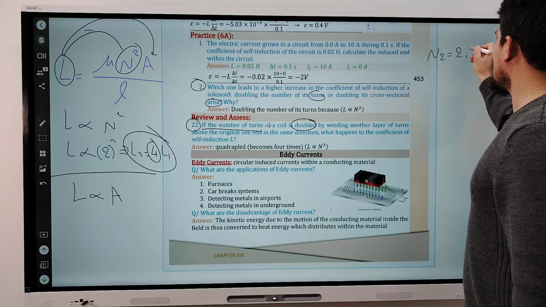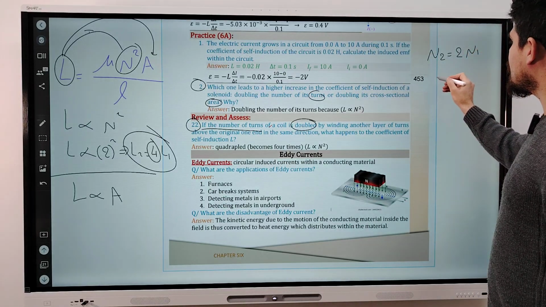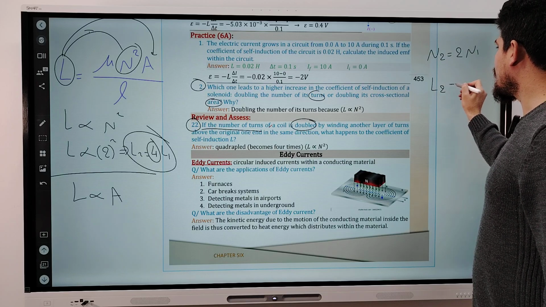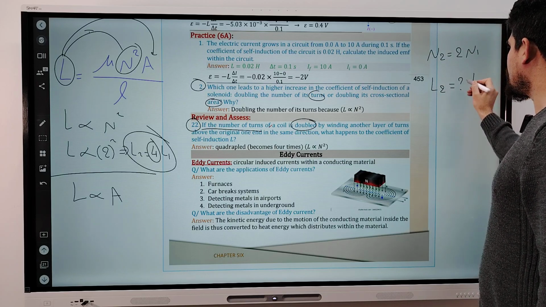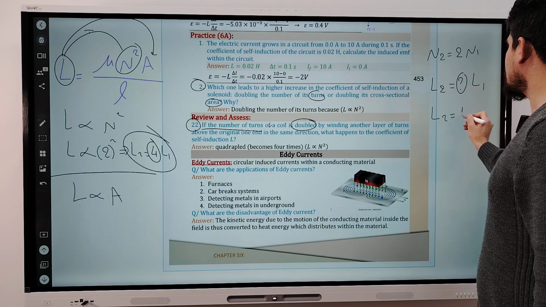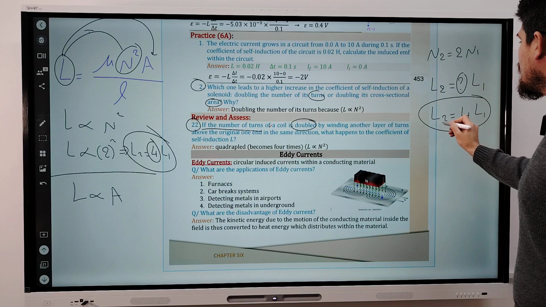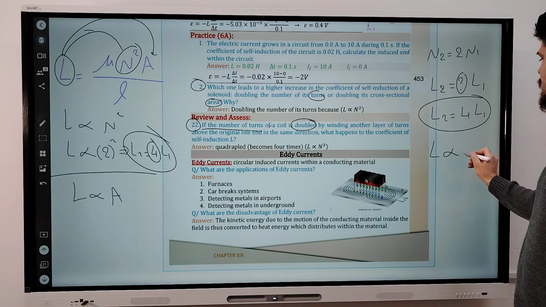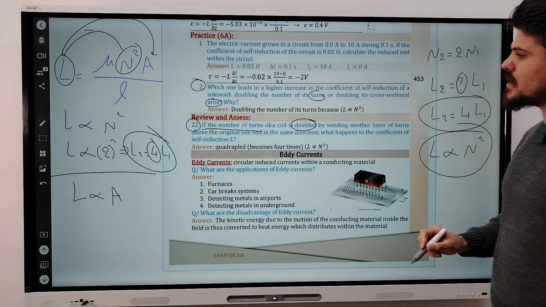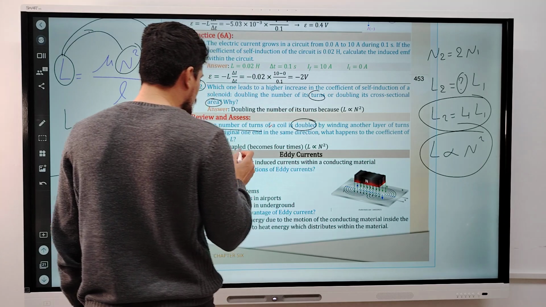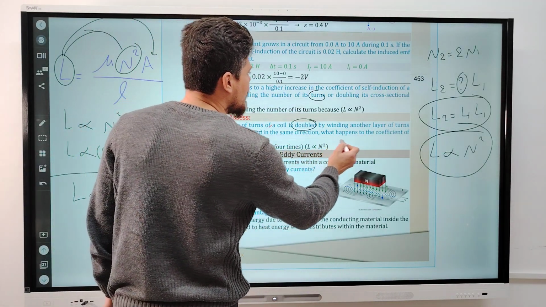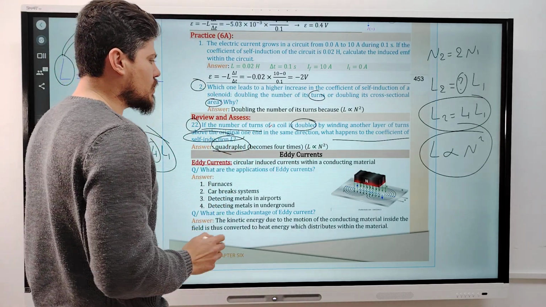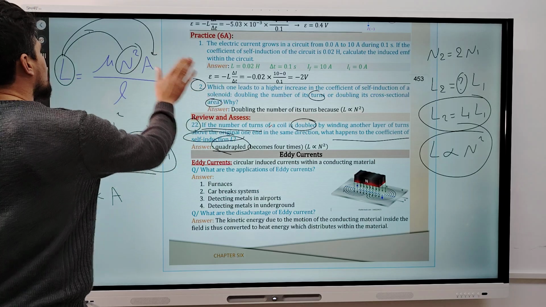N2 is equal to twice of N1. Which one is bigger, L2 or L1? Absolutely, L2 is bigger than L1. By which factor? By a factor of 4. So it means that L2 is equal to 4 times L1. Why 4? Because L is directly proportional to the square of the number of turns. So it becomes quadrupled. What happens to the coefficient of self-induction? It becomes quadrupled. What do you mean by quadrupled? It means that it becomes 4 times.